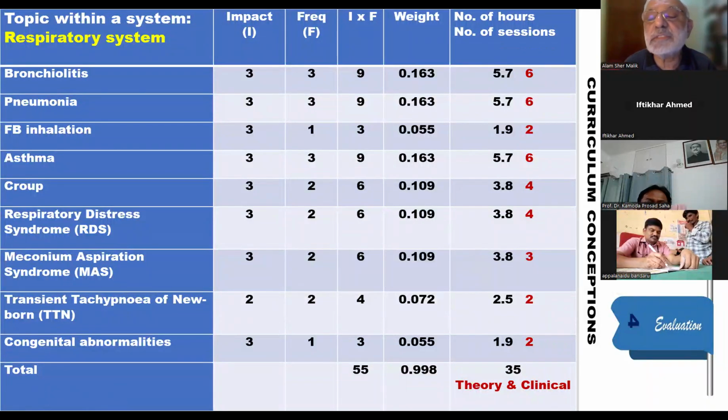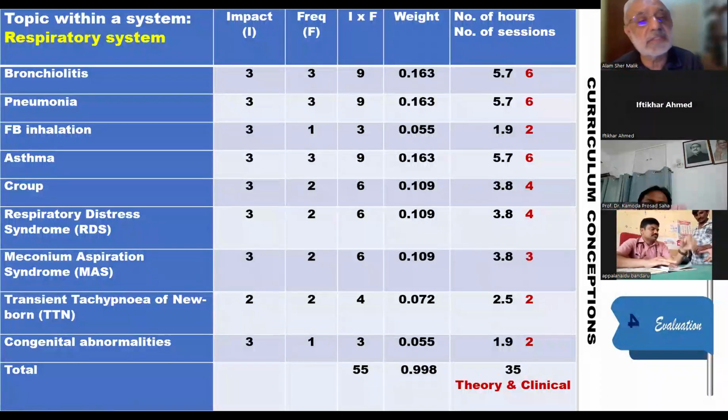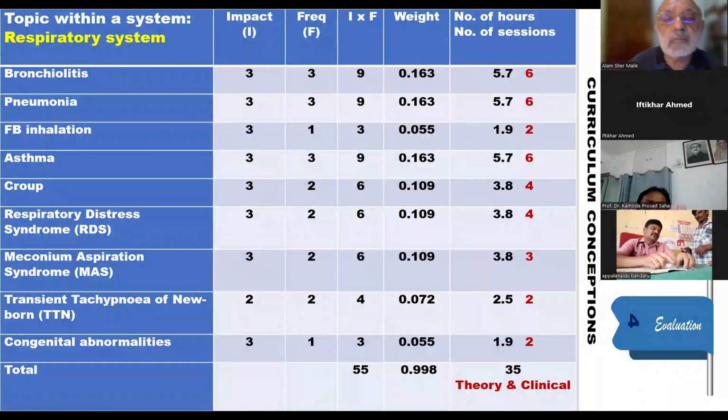So this means that we have 6 sessions on bronchiolitis, but this does not tell whether they are theoretical sessions or clinical sessions or bedside teaching or laboratory. So we have to distribute further. But in this way, we identify the importance and weightage of the content.